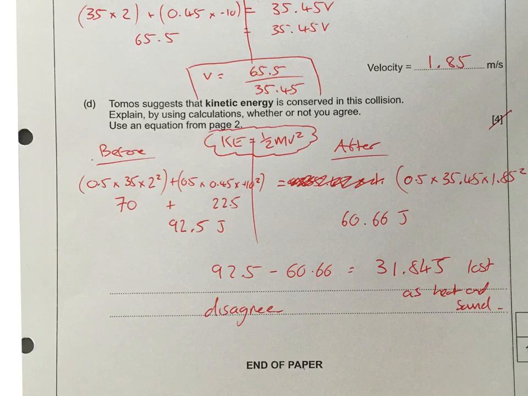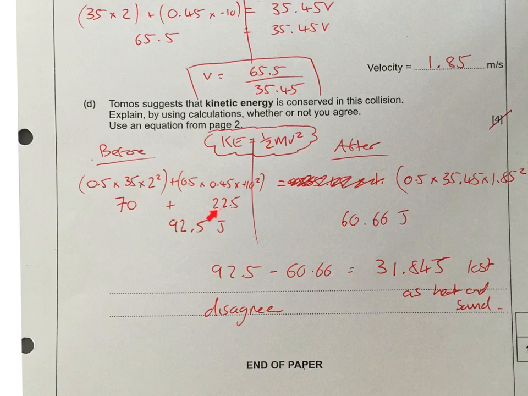And then we're looking at the energy before and after. So Tom suggests that kinetic energy is conserved in the collision. Explain by using calculations whether or not you agree. So I'm going to use kinetic energy equals half mv squared, and it's important we put that squared there. I'm going to use pretty much the same figures now. My mass is 35 on the skater, and the speed is 2 squared, and then I'm going to do the ball. Remember the minus, that's really important.